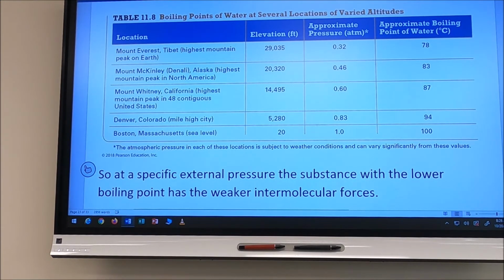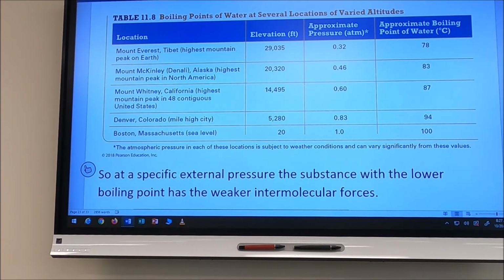Now, here's a pretty little chart. It tells you the elevation of certain locations, the approximate atmospheric pressure, and the boiling point of water. So Boston, Massachusetts, sea level, has an atmospheric pressure of approximately 1 atmosphere. Boiling point of water is 100 degrees C. But if you are on Mount Everest, the atmospheric pressure is 0.32 atmospheres, and the boiling point of water is 78 degrees C. So, your tea is not going to be very warm if you're trying to make hot tea on Mount Everest.